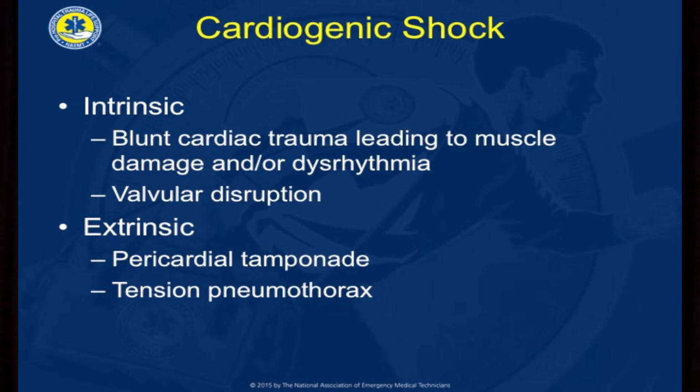And the extrinsic factors, the tamponade and the tension pneumo, which we said will impede or pressure the heart and keep it from filling and pumping properly. And tension pneumo can also impede blood return through the vena cava as well. So this will all decrease cardiac output, which will have an effect on blood pressure.